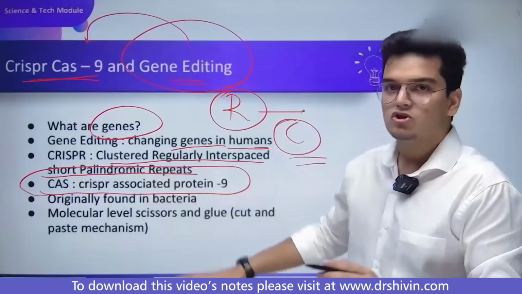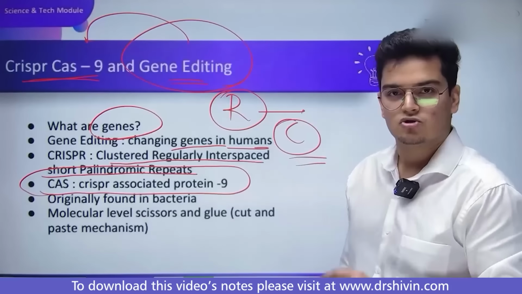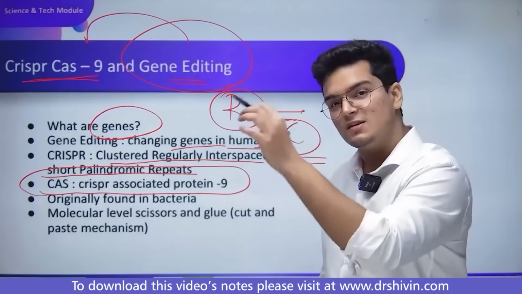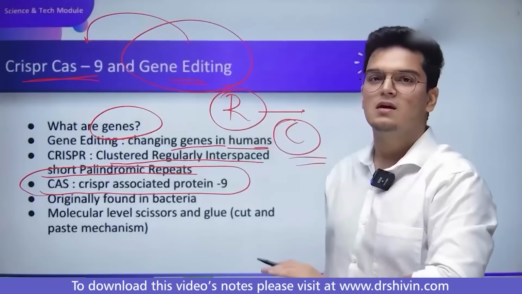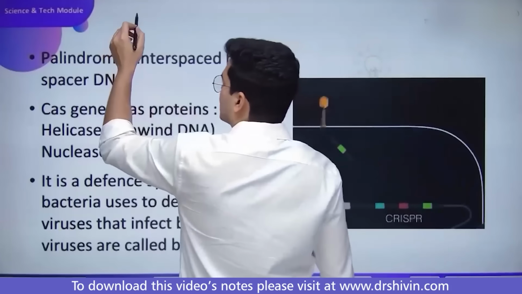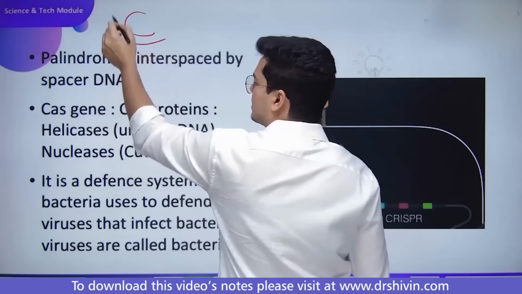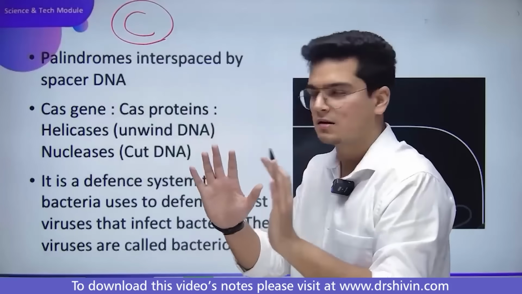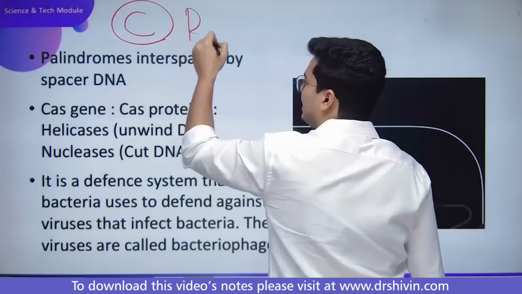Now CRISPR was originally found in bacteria. So we will first understand how it works in bacteria and then how it has been used for humans. Okay. CRISPR stands for clusters of, cluster means many, cluster of regularly interspaced.